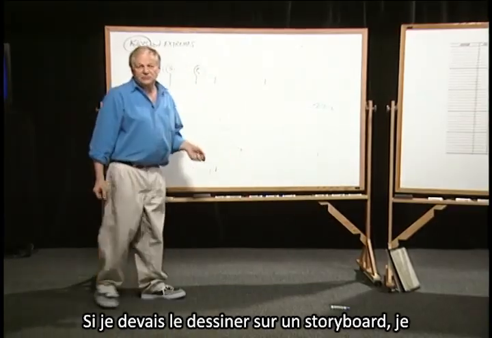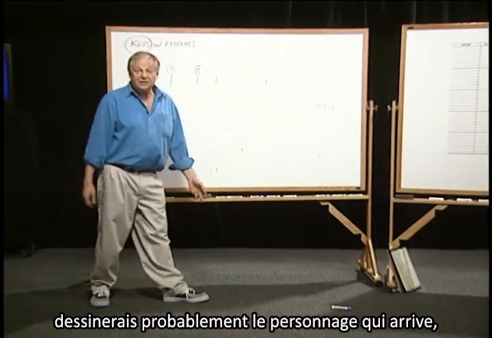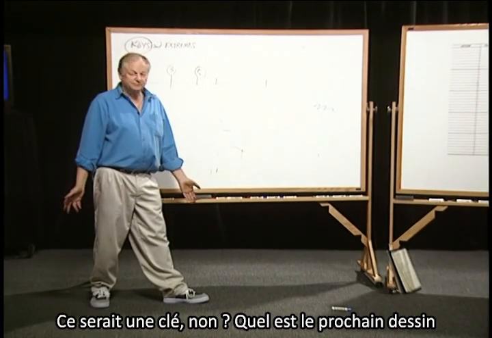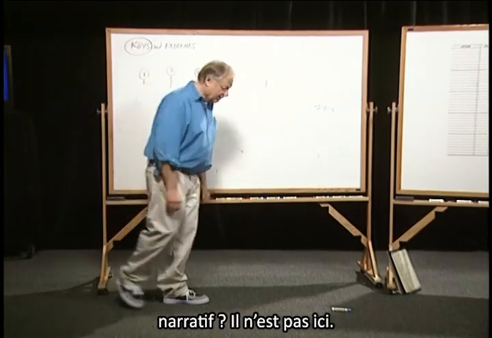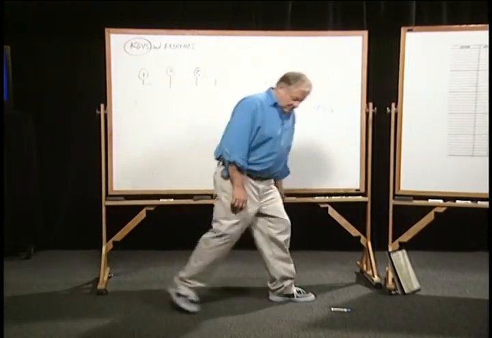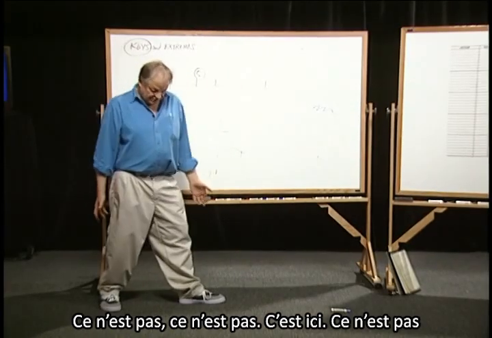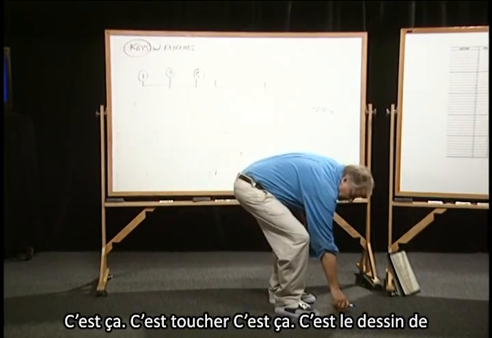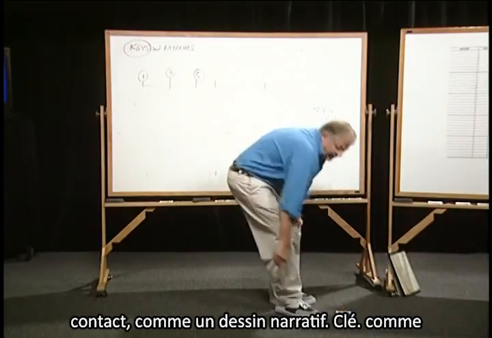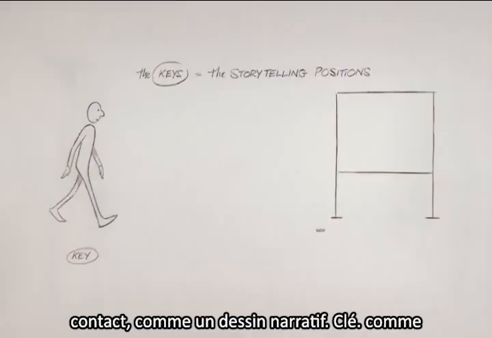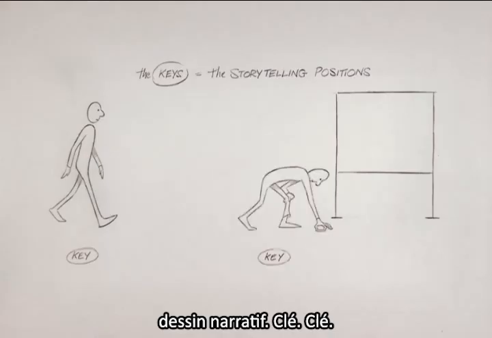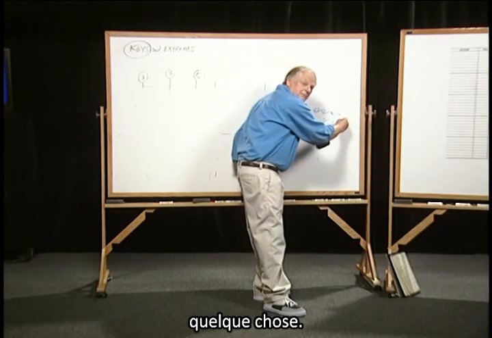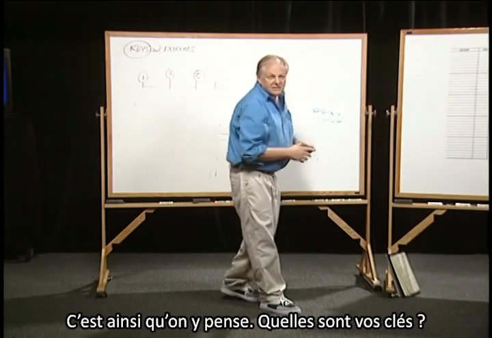If I were to draw that on a storyboard, I'd probably draw the character coming in, right? That would be drawing 1, maybe. That would be a key, right? What's the next storytelling drawing? It isn't here. It isn't this step. It isn't that. It's this. It's touching the contact drawing, like a storytelling drawing. Key, key, key. It's probably at the end of having written something. That's how to think about it.